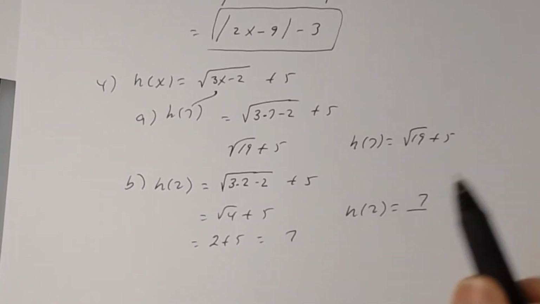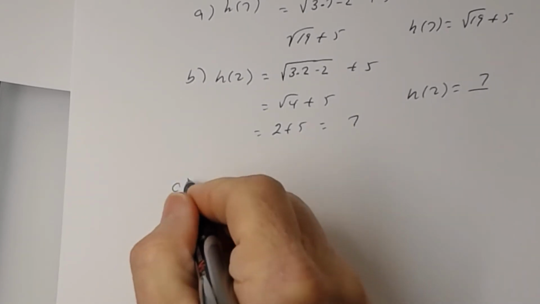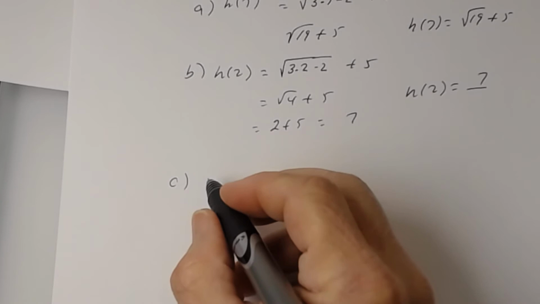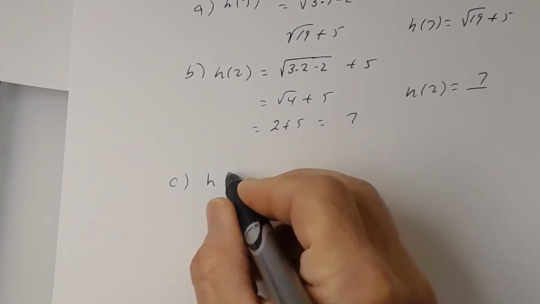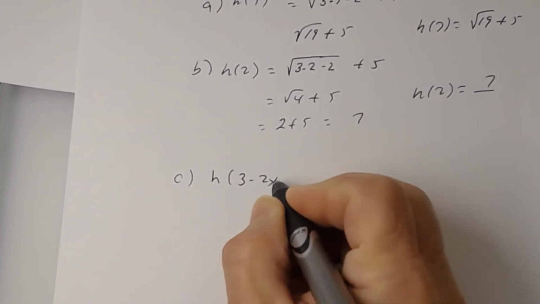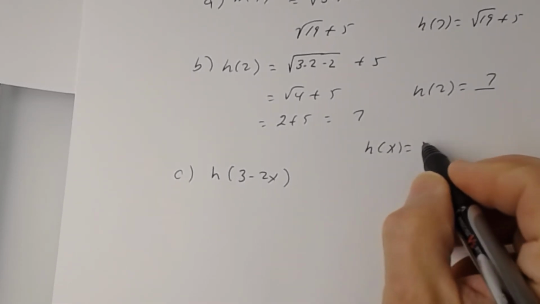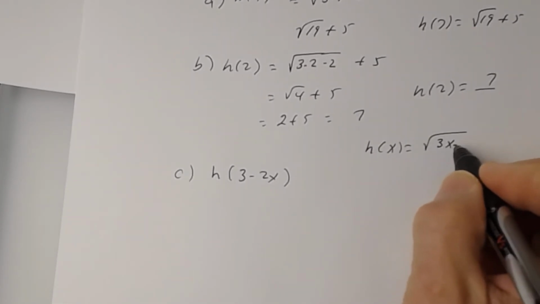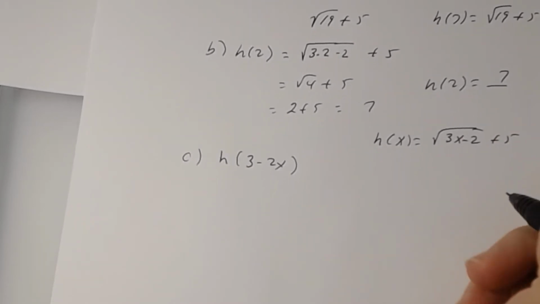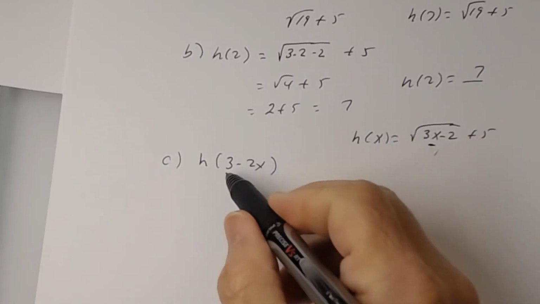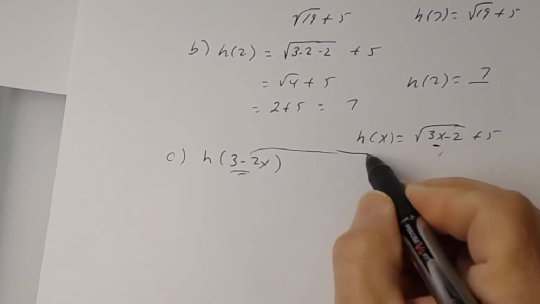Okay? All right, part C. Now we're going to evaluate it at a variable expression. So this time it's h of 3 minus 2x. So let me go ahead and rewrite the function. So h of x, remember, was this radical? The square root of 3x minus 2 plus 5. So where we see the variable x, what do I substitute? 3 minus 2x. That's what I substitute.